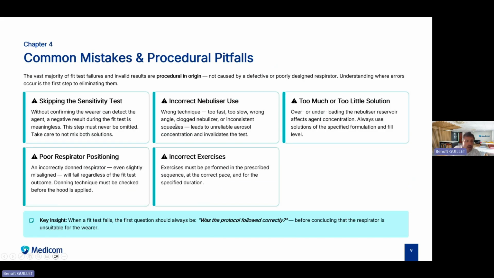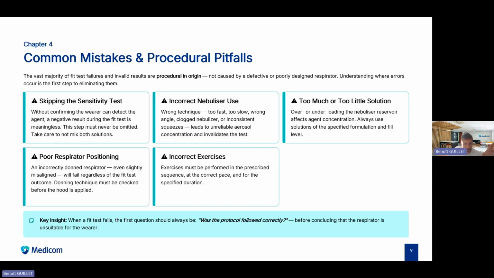What are the common mistakes and procedural pitfalls? Most failed or invalid tests are not caused by the respirator itself. They are procedural. So it's very important, because at the end of the test, you could say, okay, the respirator, the mask, is not a good one because the test failed. No, most of the failures are due to the procedure of the test itself. The main common mistake is the sensitivity test.